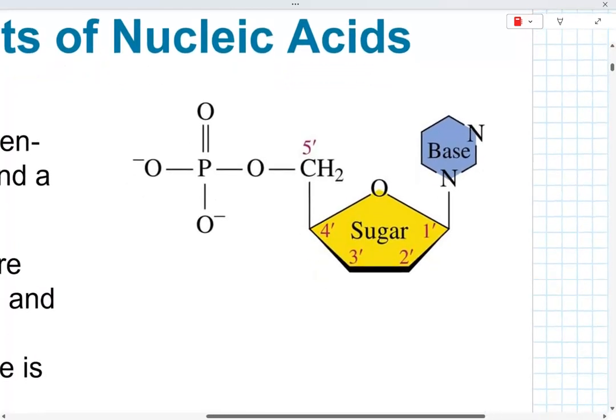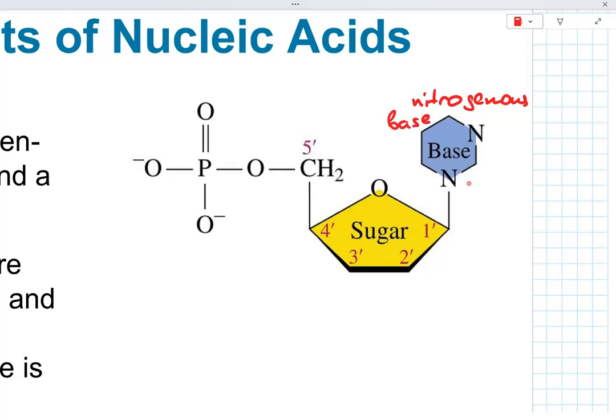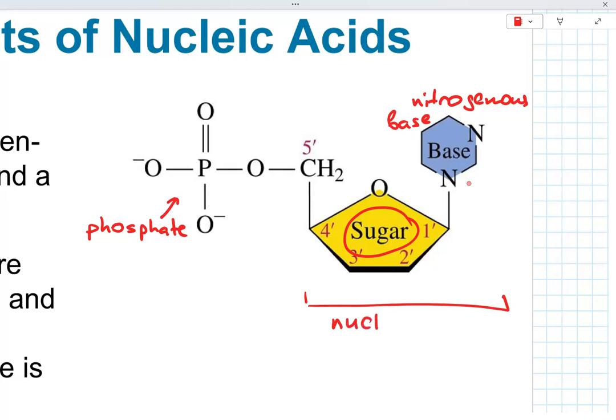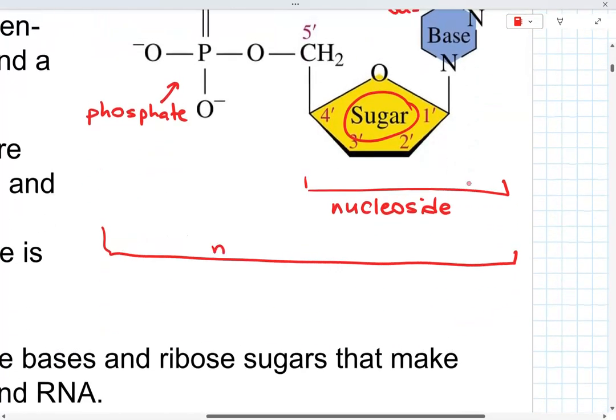Okay, check this out. So this is a nitrogenous base, the blue one. That's obviously a sugar, and this is the phosphate. Okay, so terminologically, this is a nucleoside, and this entire thing is a nucleotide.